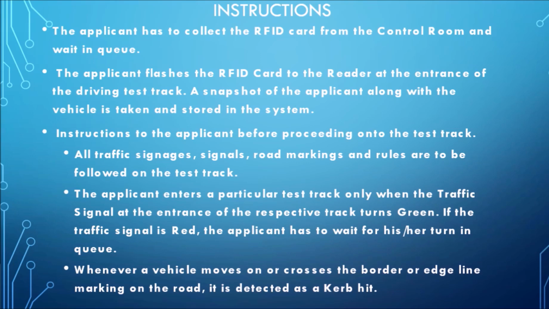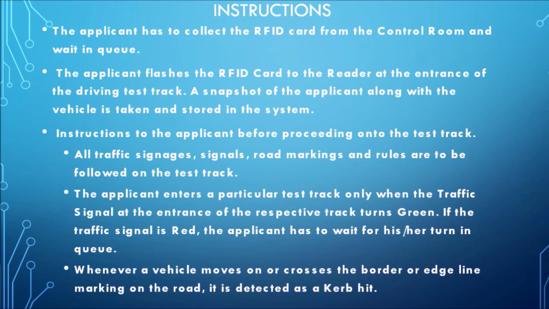Instructions to the applicant before proceeding onto the test track. All traffic signages, signals, road markings, and rules are to be followed on the test track. The applicant enters a particular test track only when the traffic signal at the entrance of the respective track turns green. If the traffic signal is red, the applicant has to wait for his/her turn in queue.